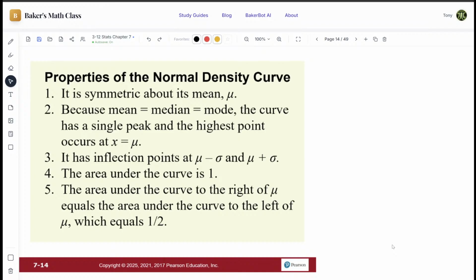The area under the curve is 1. Even though it never actually hits the 0 or the end, it keeps going on forever. The area under the complete curve is 1. The area under the curve to the right is a half, and the area under the curve to the left is a half, because they would have to be equal in that respect.